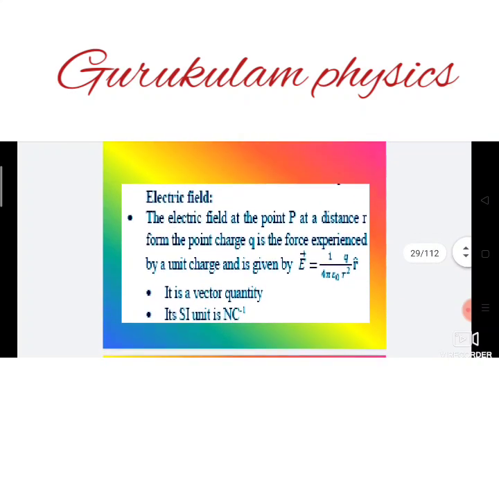What is called the electric field? The electric field at the point P at a distance r from the point charge Q is the force experienced by a unit positive charge, given by E vector is equal to 1 divided by 4 pi epsilon naught, q by r square, r cap. Here, E vector represents the electric field vector, where r cap represents the direction vector. It is a vector quantity. The unit of electric field is Newton per Coulomb, N C^-1, or volt per meter, V m^-1.